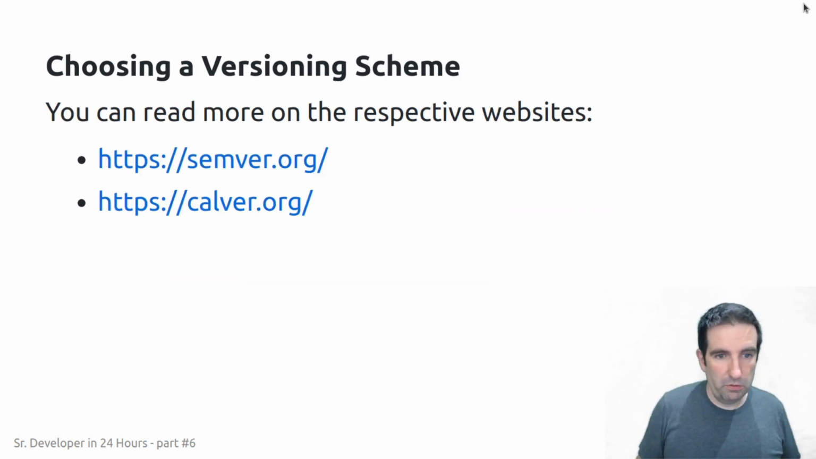And you can read more about the two versioning schemes that I mentioned today if you go to the respective websites. Very easy, semver.org or calver.org. So if you're interested in this topic, feel free to read more. They go into a lot more detail than what I did today, but at least we have a basic idea of what's out there and what we can leverage to come up with a reasonable versioning scheme.